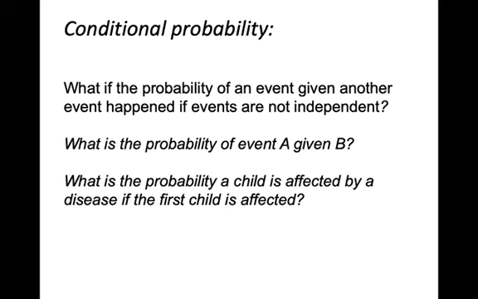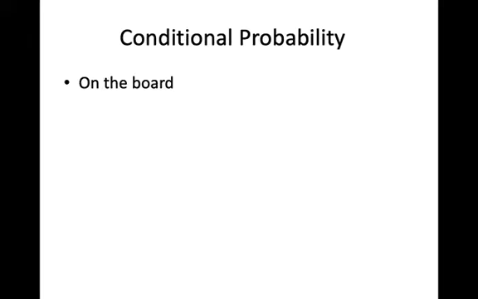But sometimes we have scenarios where we want the probability of an event given that another event happened, when the events are not independent. I will give you a couple of examples you can think about: what is the probability of event A given some circumstance B? Or you could ask, what is the probability that a child is affected by a disease if the first child is affected? That's the framework we're going to work through, and we're going to do some stuff on the board right now.